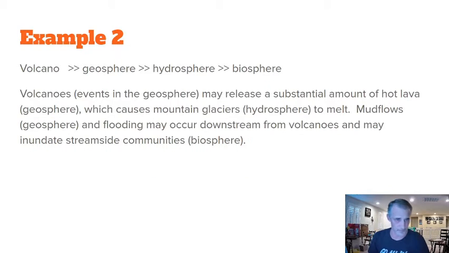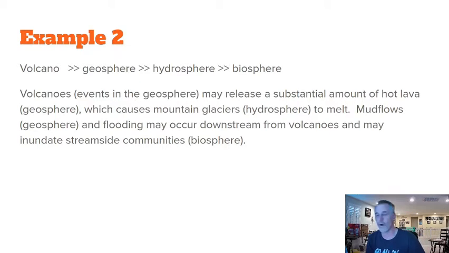Let's look at another one. We have a volcano that erupts, right? It may release a substantial amount of hot lava. That's affecting the geosphere, the rock cycle, which causes mountain glaciers to melt. That would be the hydrosphere. Mud flows could occur with the flooding. That would be the geosphere again. And then that could lead downstream from the volcano and may actually inundate streamside communities, which would be the biosphere.